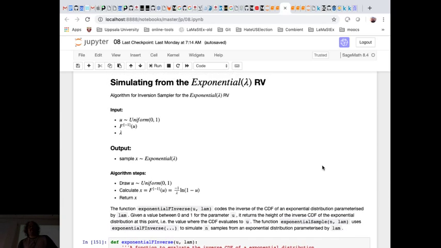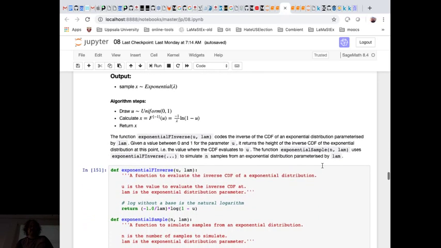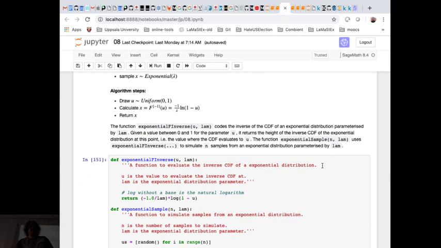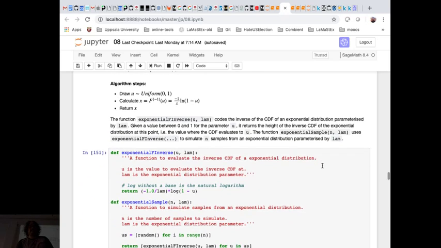So our pseudocode is the same principle, right? It comes from this inversion algorithm. So u is uniform, F inverse of u is what you need to find the expression for, and then you need the parameter lambda, and then you can output the sample x from an exponential lambda random variable. This is exactly the algorithmic steps. Okay, so it's just like Groundhog Day. As long as you figure out what the inverse is, it's the same idea.